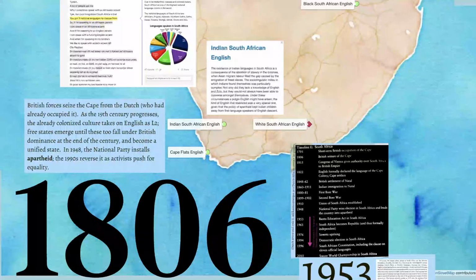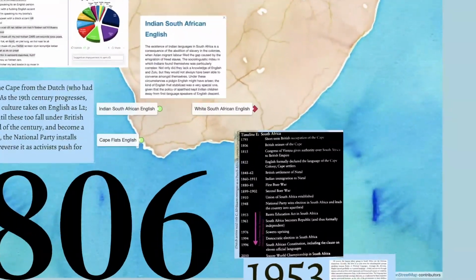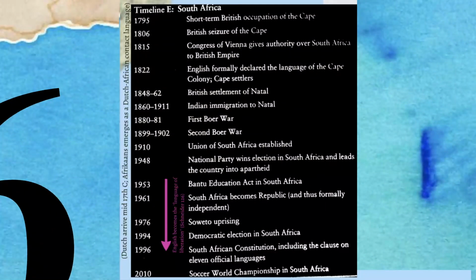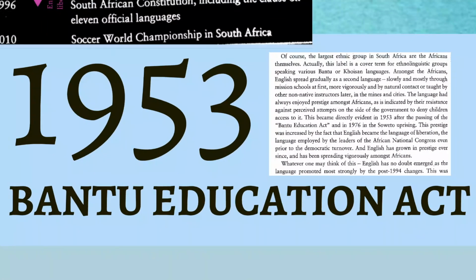Free states emerge until these two fall under British dominance at the end of the century, at which point South Africa becomes a unified state. We talked about how the movement against the National Party, against apartheid in the 20th century, led by Nelson Mandela and others, takes English as its language, as Schneider puts it, its language of liberation.